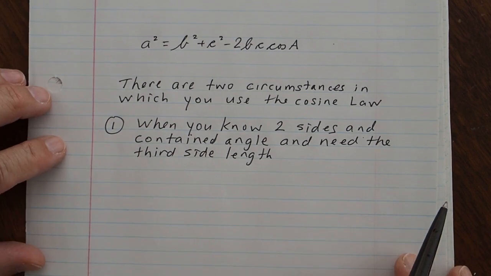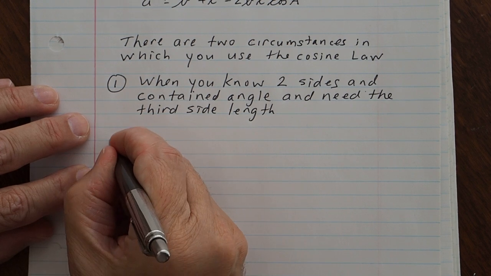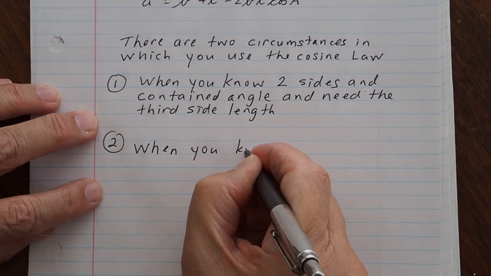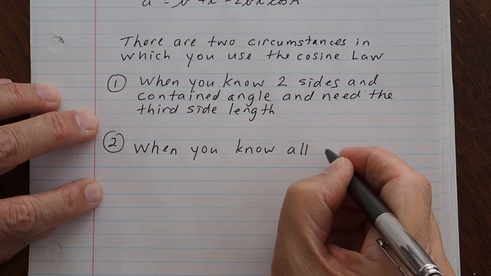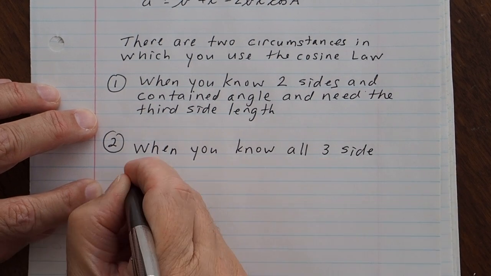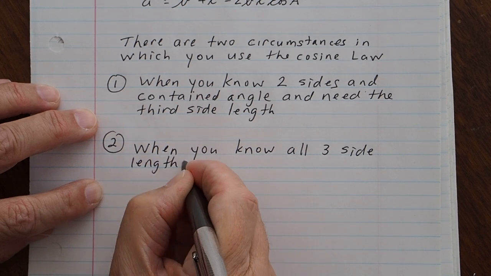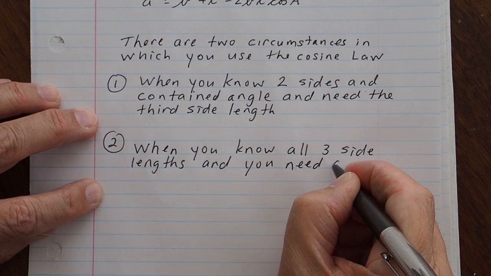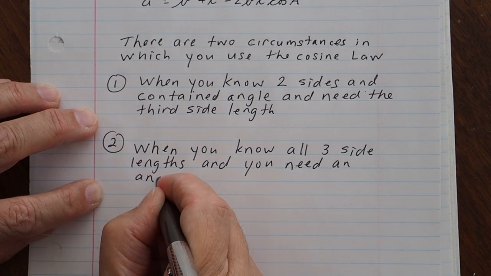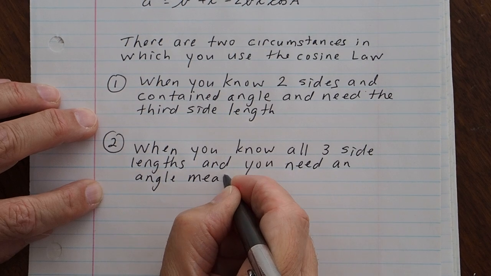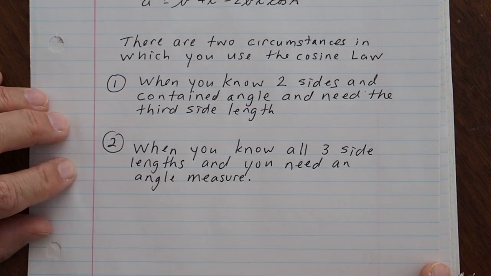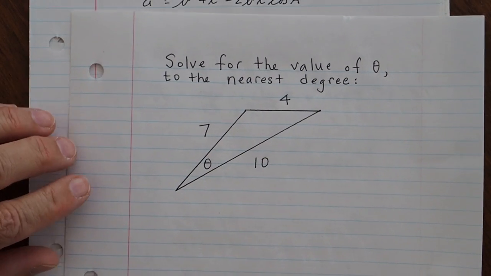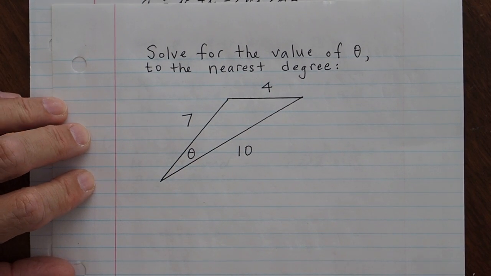The second circumstance in which you use the cosine law is this. When you know already all three side lengths and you need one of the angles. That's the other circumstance in which you use the cosine law. This is an image of that, and I'll be doing this example for you as well.